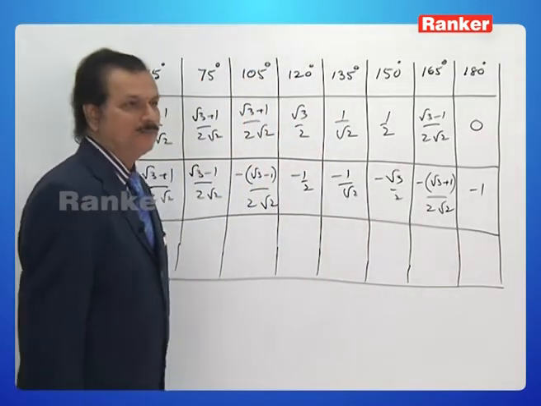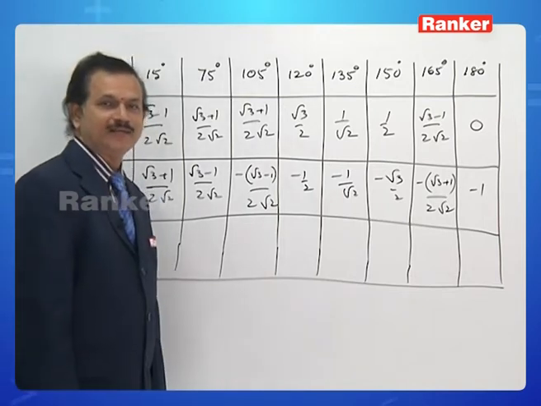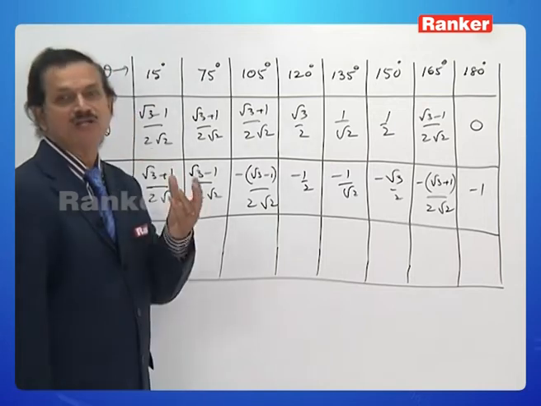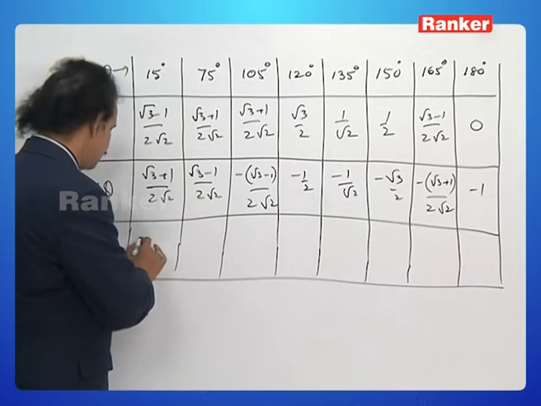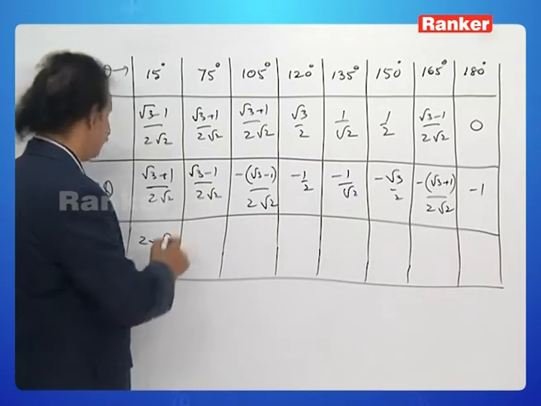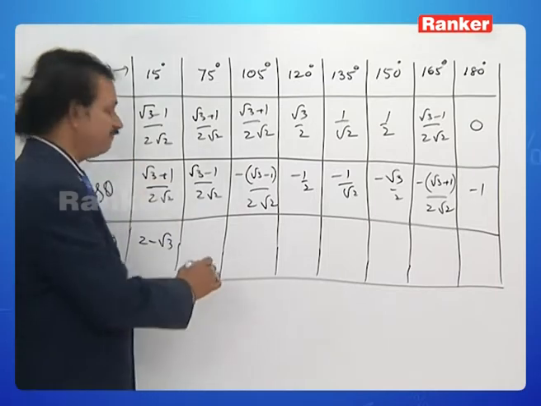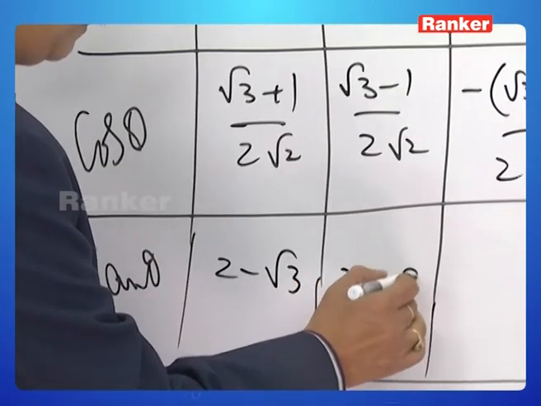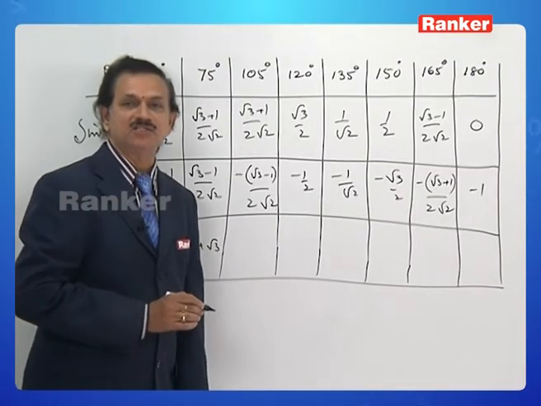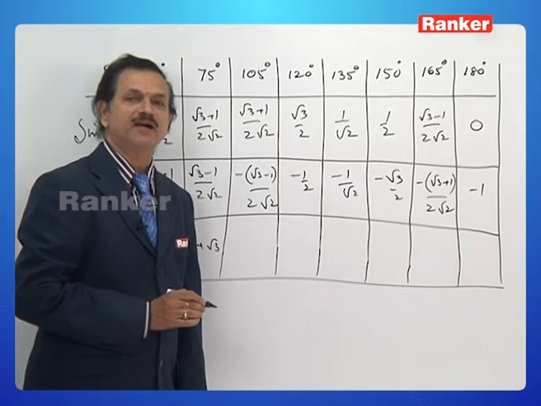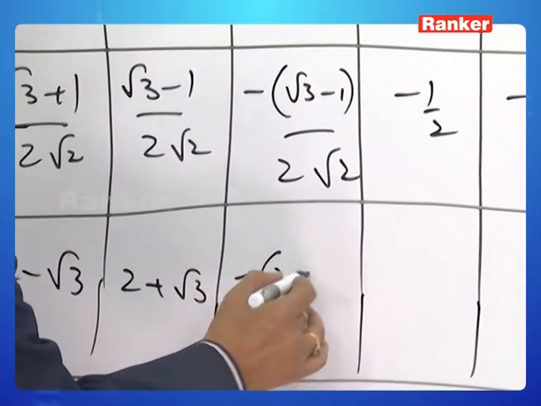Well, now it is our duty to fill all the columns under the tangent row. Come on, tan theta. What is tan 15? 2 minus root 3. What is tan 75? 2 plus root 3. What is tan 105? 105 is supplementary to 75. So, the answer is minus tan 75. That is minus of 2 plus root 3.